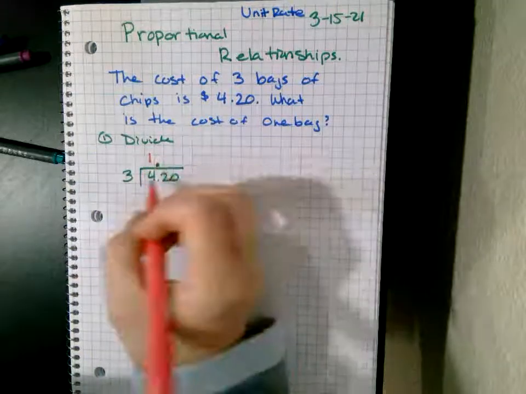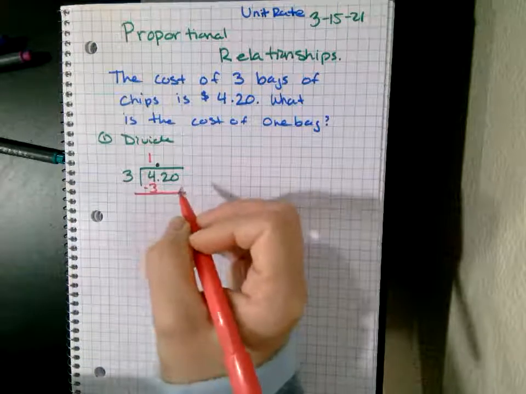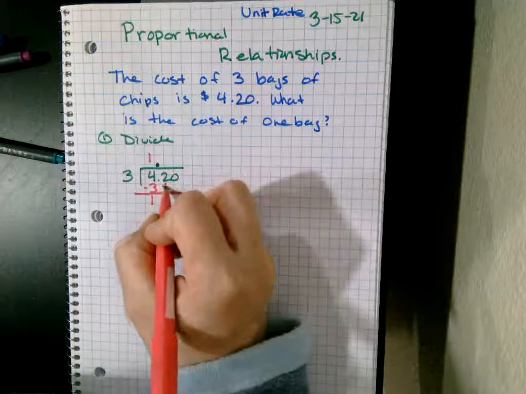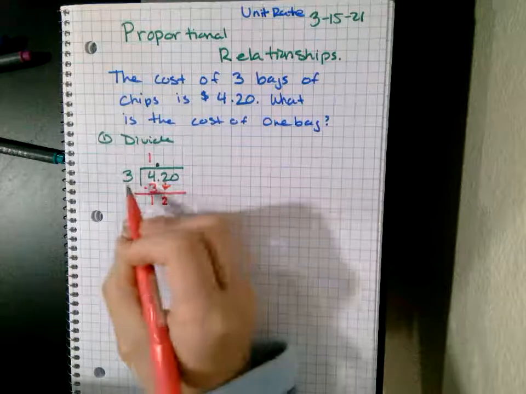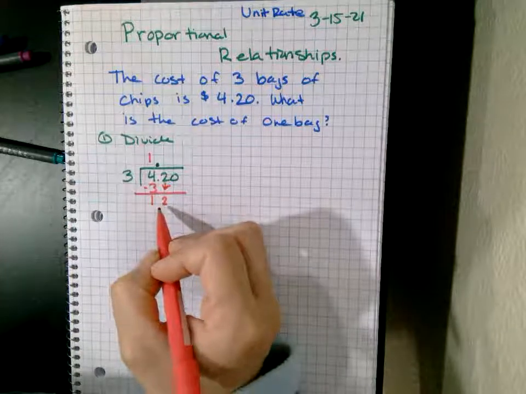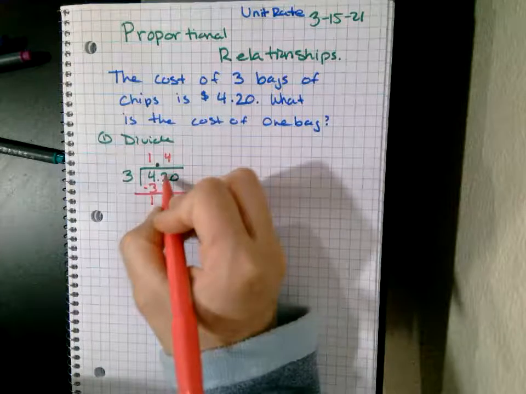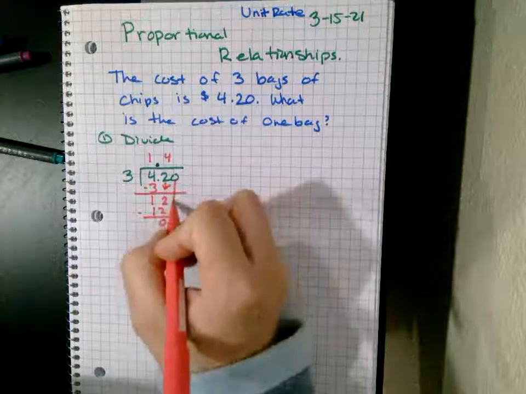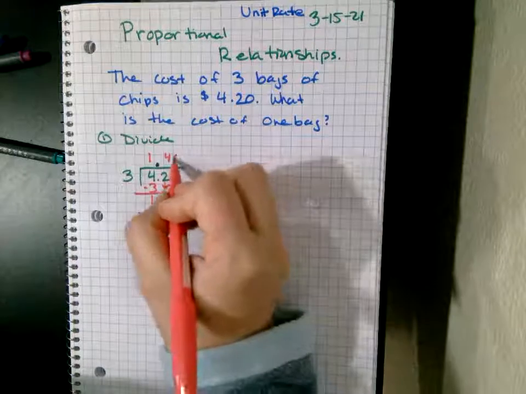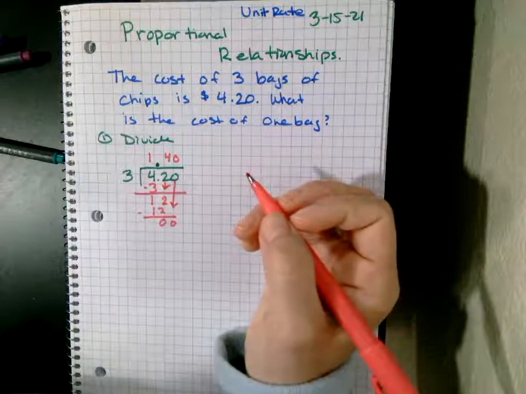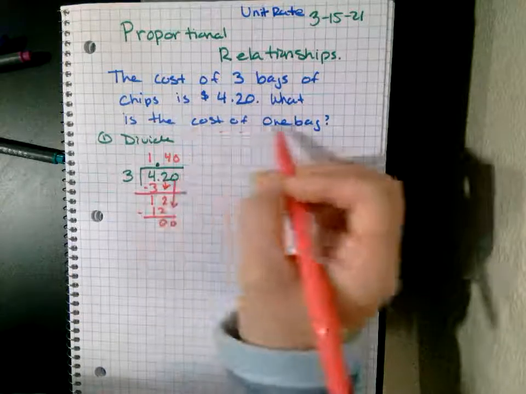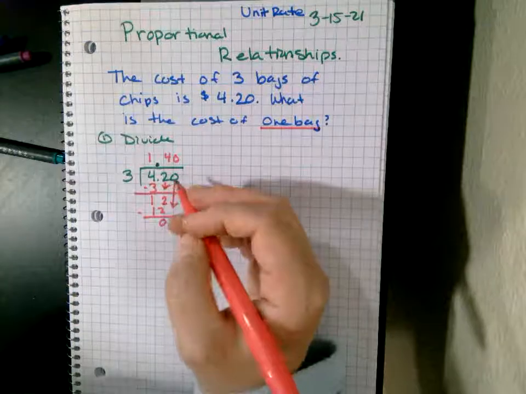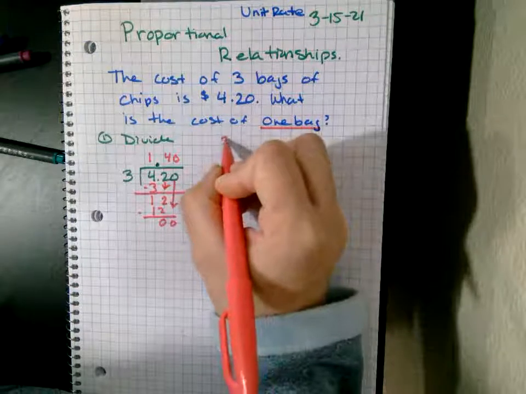We get 1. That's 3. Sean, pay close attention. That gives you a remainder of 1. You bring down the 2, right? So 3 goes into 12 how many times? 4. That goes on top of the 2. That's 12. Bring down the 0, 0. Cool. So that means that 1 bag is $1.40. Sorry, $1.40. Okay. So number 2.